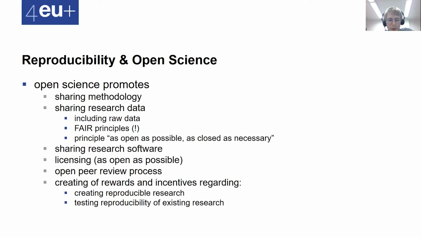Regarding publications, there should be some open peer review process, so this will be more transparent. And there should be some rewards and incentives regarding creating reproducible research and testing reproducibility of existing research. This is another quite big topic, because somebody would have to modify rewards and incentives, and it will take some time.